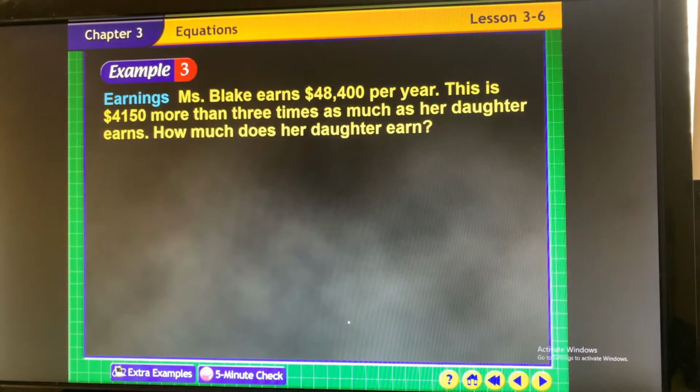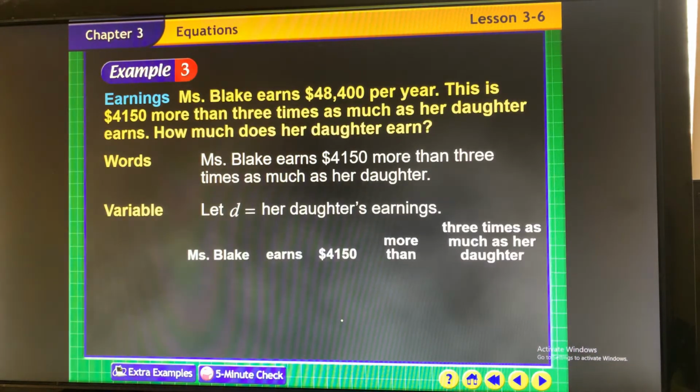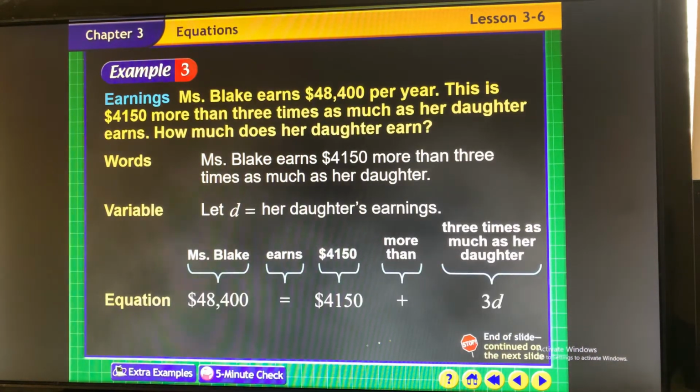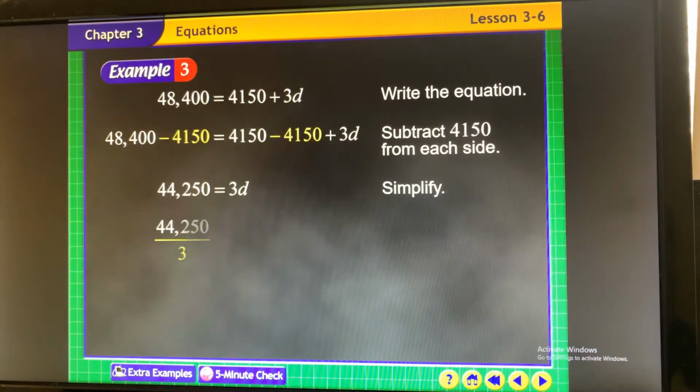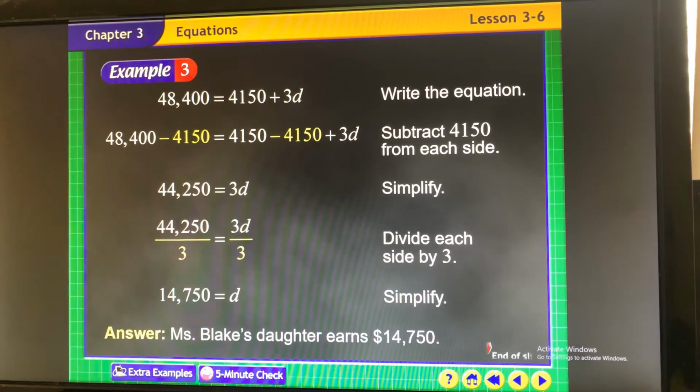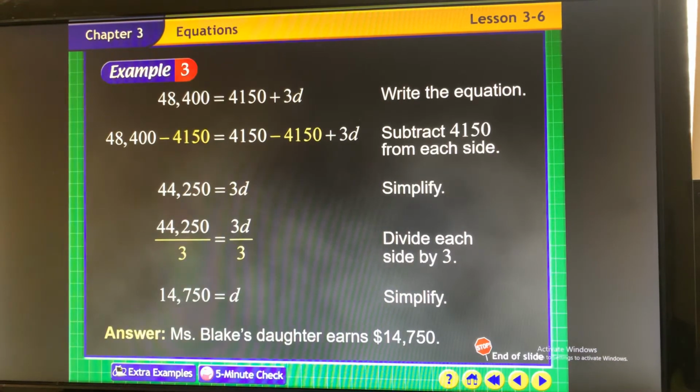Miss Blake earns $48,400 per year. This is $4,150 more than 3 times as much as her daughter. So here's our equation. So 4,150 more than 3 times her daughter. And then go ahead and solve. Her daughter earned $14,750.